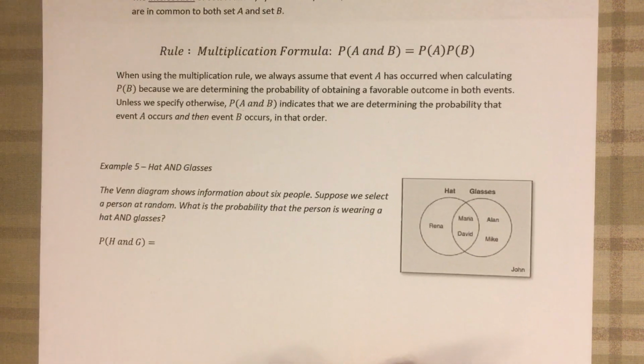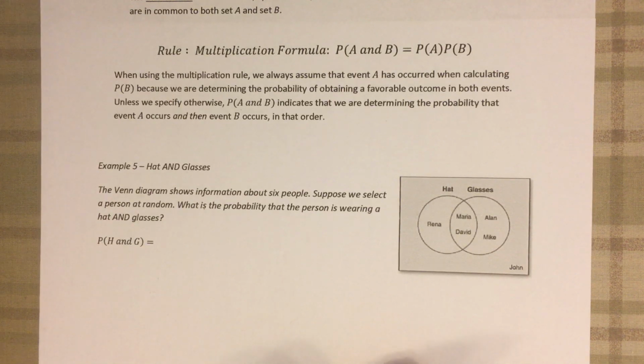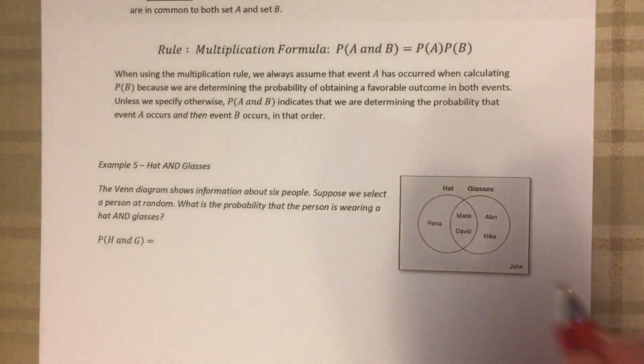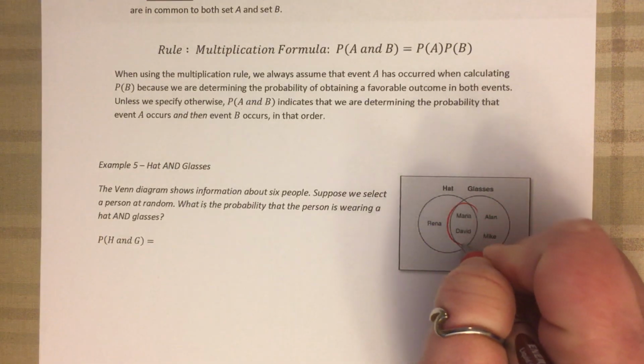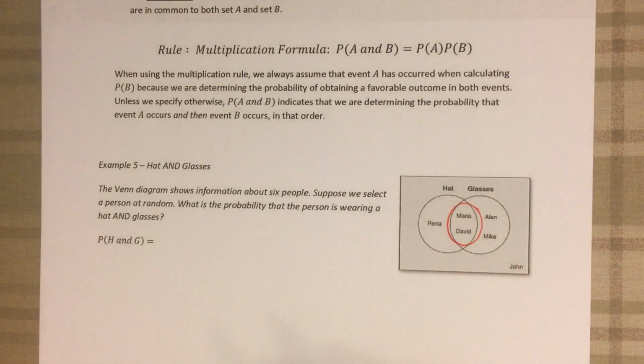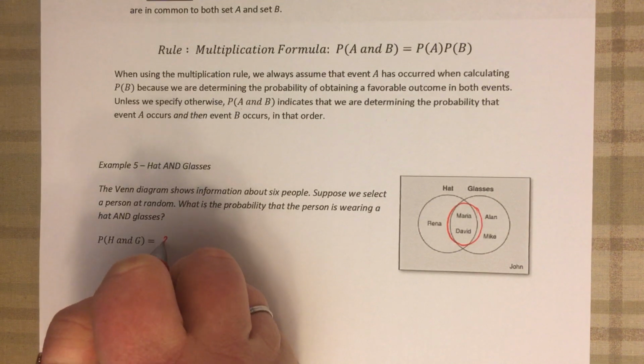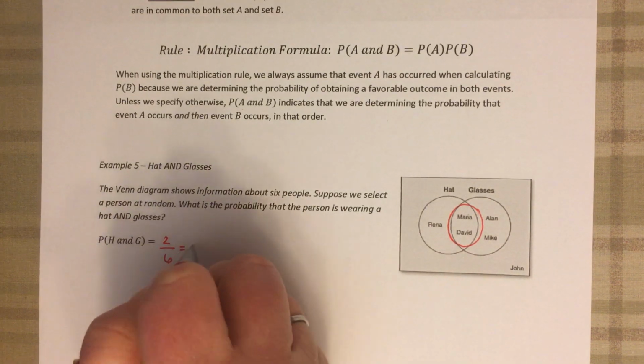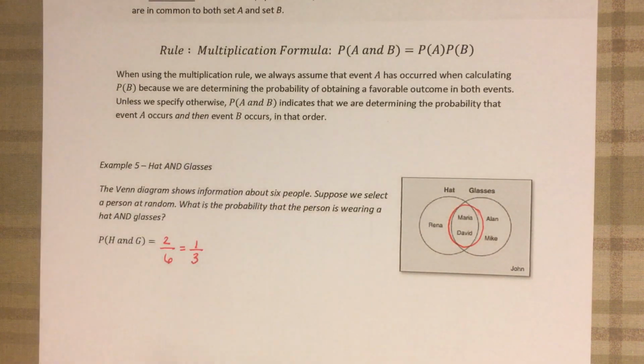Before we get into some examples using our formula, we're going to look at just a basic Venn diagram here. So this Venn diagram shows information about 6 people. Suppose we select a person at random. What is the probability that the person is wearing a hat and glasses? So using our Venn diagram, thinking about intersection being our and, we're just looking for those 2 people in the middle. Okay. We have 6 people total in our Venn diagram. So our probability is 2 out of 6, which then reduces to 1 out of 3.